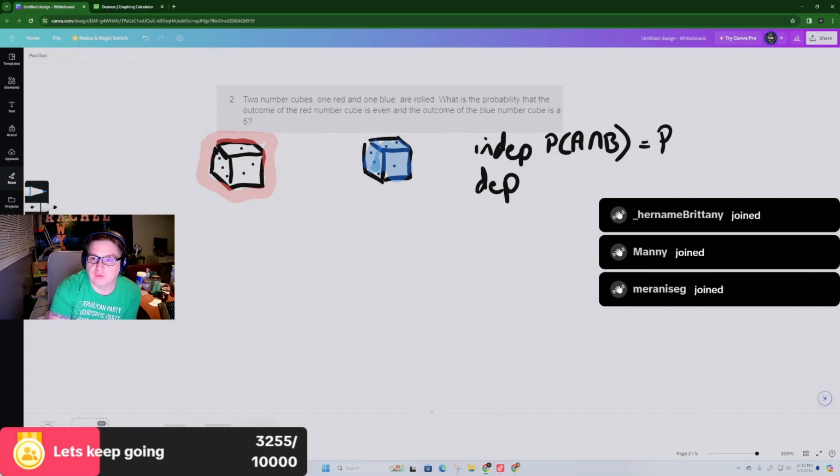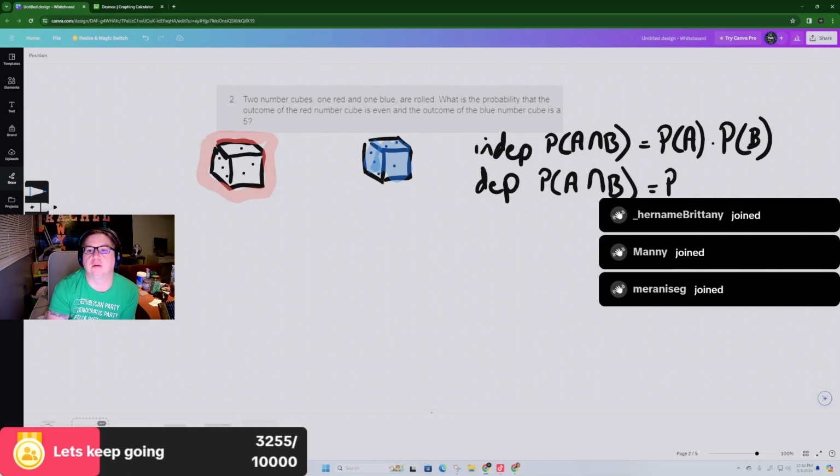It's going to make a difference, because if we're looking for the probability of A and B happening, if it's independent, it's just the probability of A times the probability of B. But if it's dependent and we want the probability of A and B, we are going to have the probability of, let me think about this for a second, sorry. So that would be the probability of A times the probability of B times the probability of A given B.